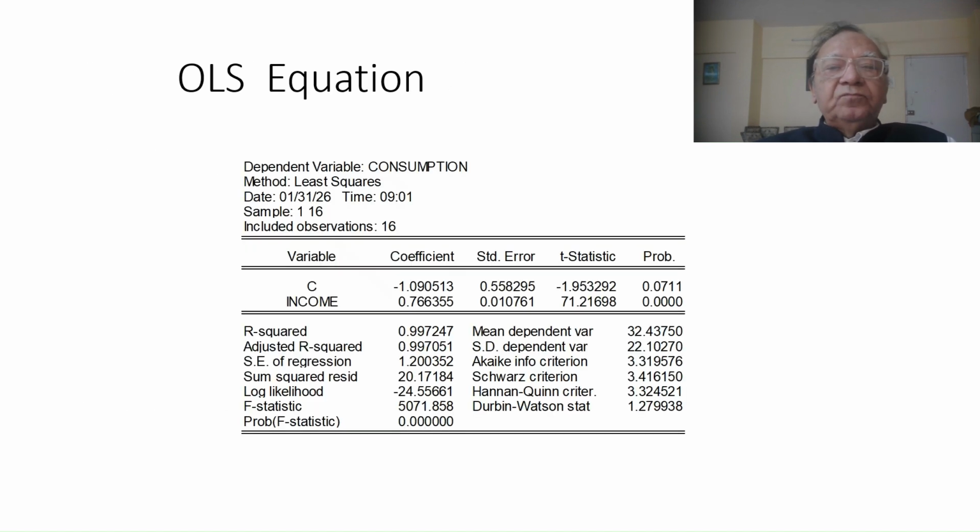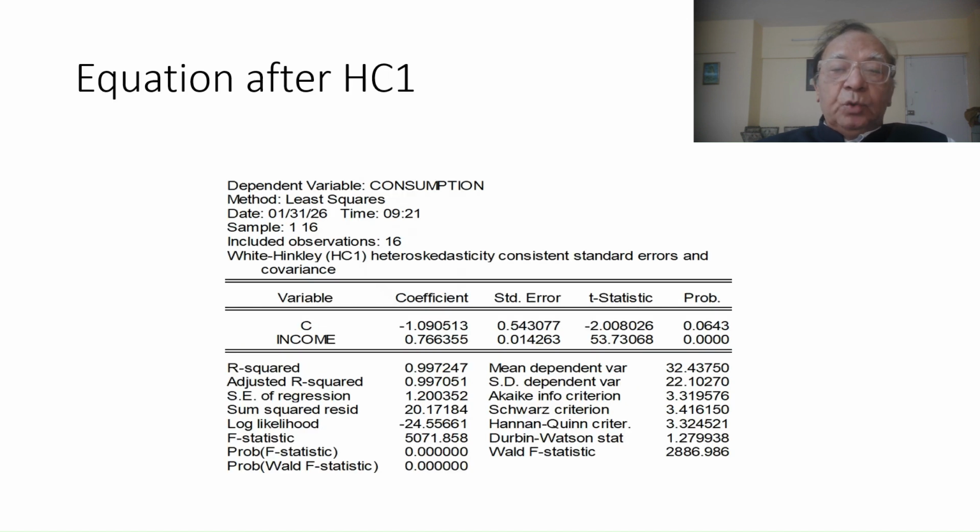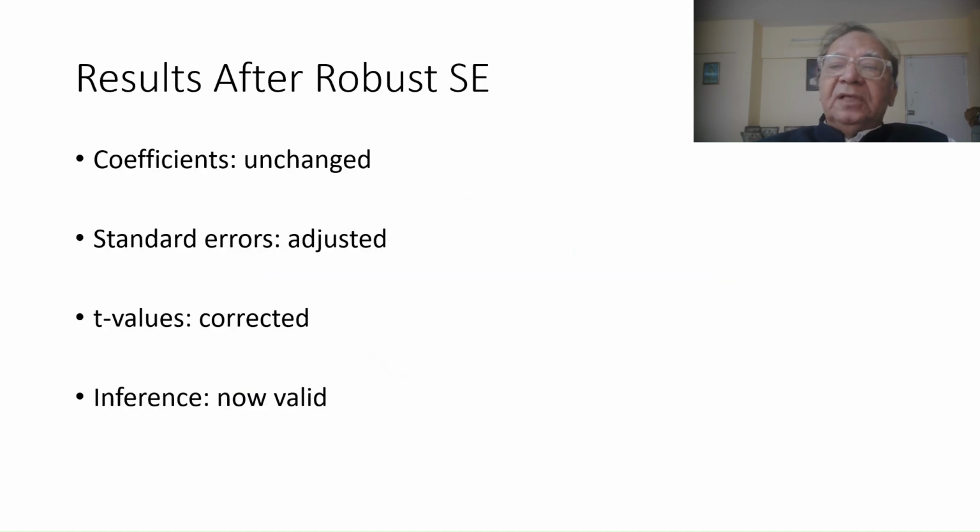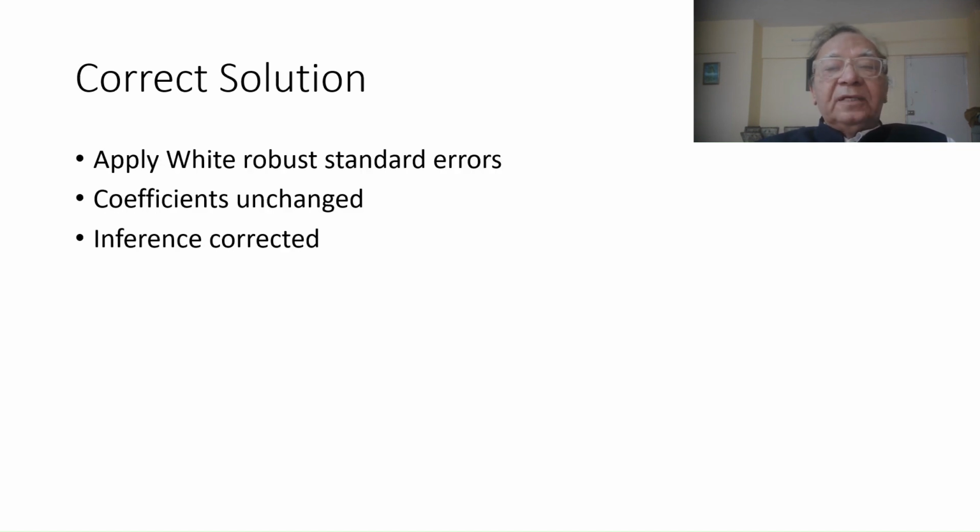To correct this, we apply White's heteroscedasticity robust standard errors, which are available in EViews, SPSS, R, and through add-ins in Excel. After applying robust standard errors, the coefficients remain unchanged, but the standard errors and t-values are corrected, restoring valid statistical inference. This worked example clearly demonstrates that heteroscedasticity affects inference, not the validity of the regression model itself.